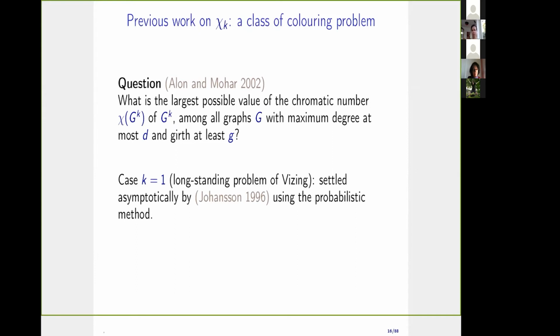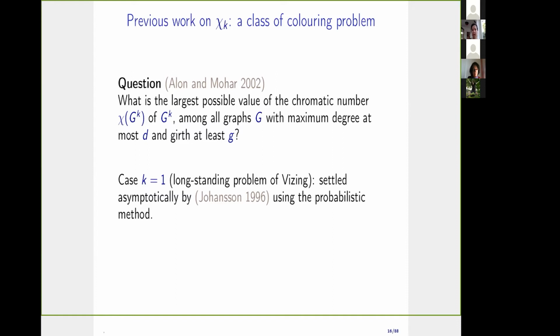Where is the motivation for this chi_k coming from? This comes from a specific coloring problem, which was first posed in 2002 by Alon and Mohar, who asked the audience the following question. They were wondering what is the largest possible value of the chromatic number of the graph power, among all the graphs with a certain maximum degree and girth at least a certain fixed number.